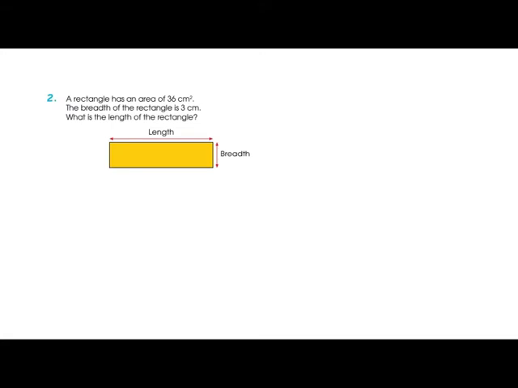Now we have a rectangle. A rectangle has an area of 36 centimeters square. The breadth of the rectangle is 3 centimeters. What is the length of the rectangle? You know that the area of a rectangle is length multiplied by breadth. Right now we have the breadth and we have to find the length. Simply divide the area by the breadth to get the length value.